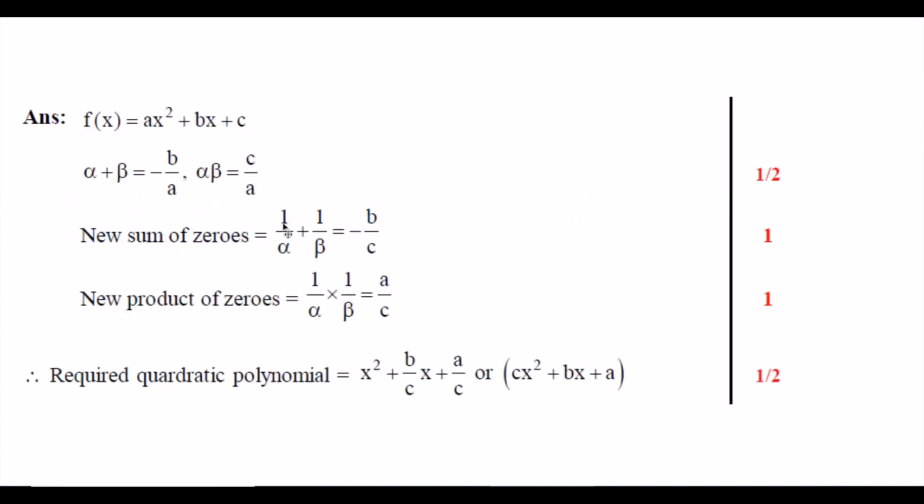Here is your answer. Here you can see 1 by alpha plus 1 by beta, cross multiply, you will get alpha plus beta by alpha beta. While substituting alpha plus beta is equal to minus b by a, alpha beta is equal to c by a, you will get the answer minus b by c. And the product you will get as a by c. Now substitute. Here you can say x square minus sum of the zeros into x plus product of the zeros is used. You will get the answer.